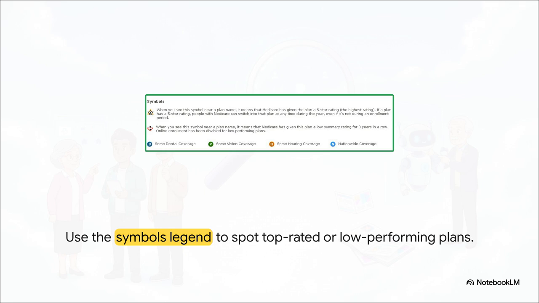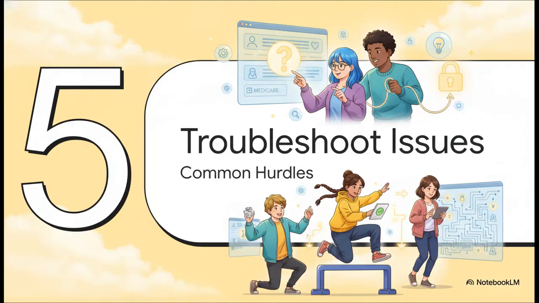If you see a gold star icon next to a plan, jump at it. That means it has a 5-star rating, which is the highest possible. Fun fact, Medicare actually allows you to switch into a 5-star plan at almost any time during the year. Conversely, if you see a red triangle with an exclamation point, run the other way. That caution symbol is warning you that the plan has received a low summary rating for 3 years in a row. Okay, let's move to Section 5, troubleshooting common issues.